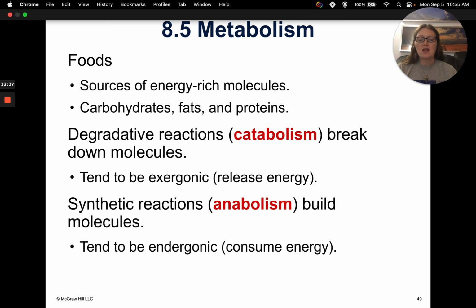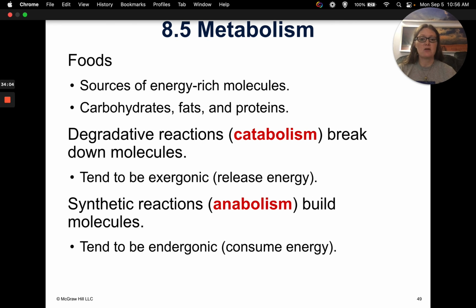So also talking about metabolism within the body. Now, your body can break down more than just glucose. We've been focusing on glucose because glucose is the most efficient, but our body is capable of breaking down proteins and lipids as well. So food sources of energy-rich molecules, typically carbohydrates, lipids, and proteins, are where we're getting the majority of our energy.